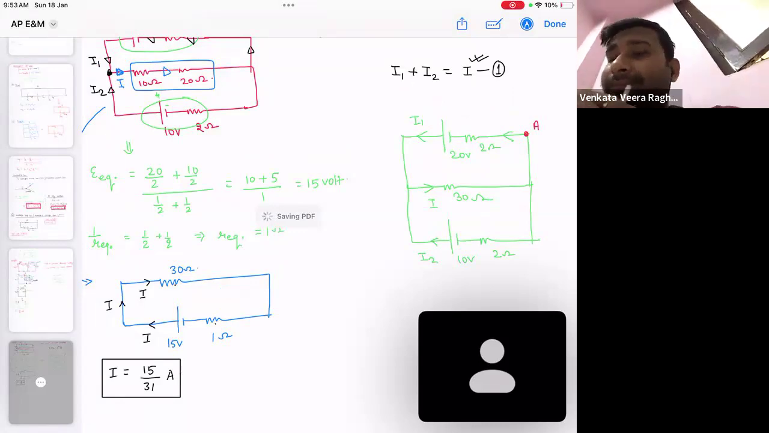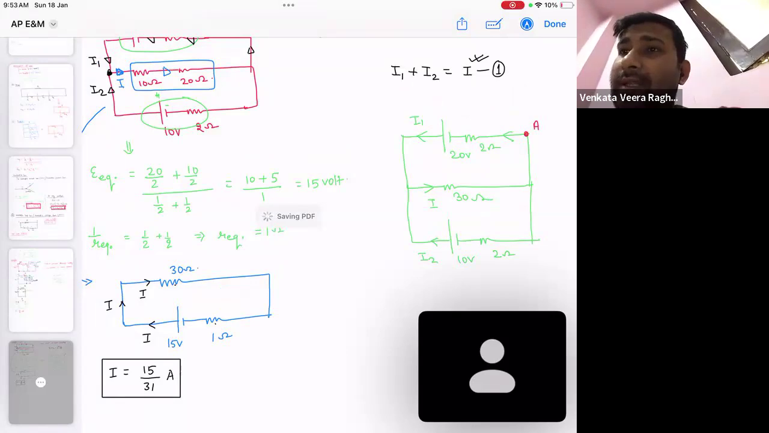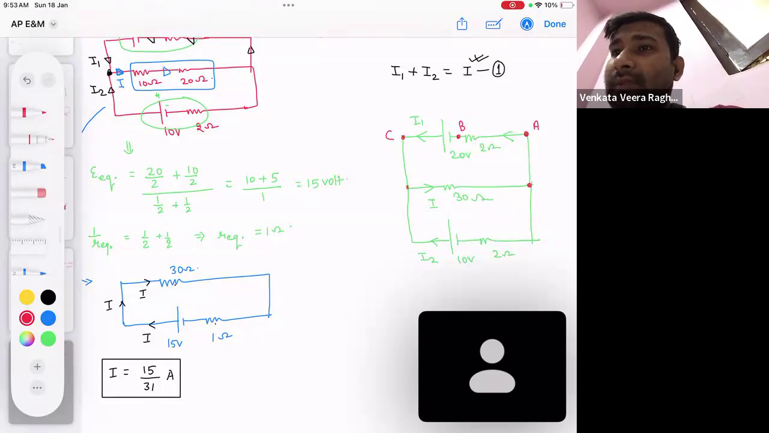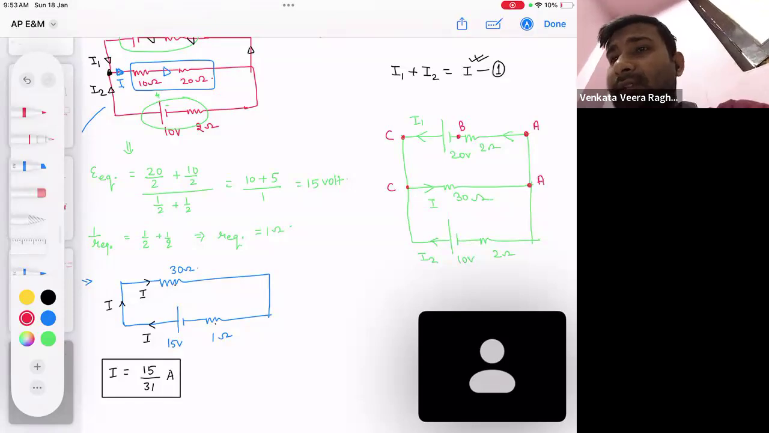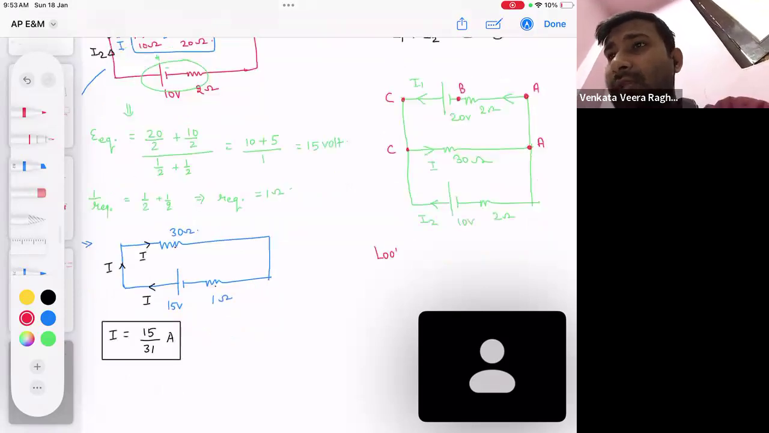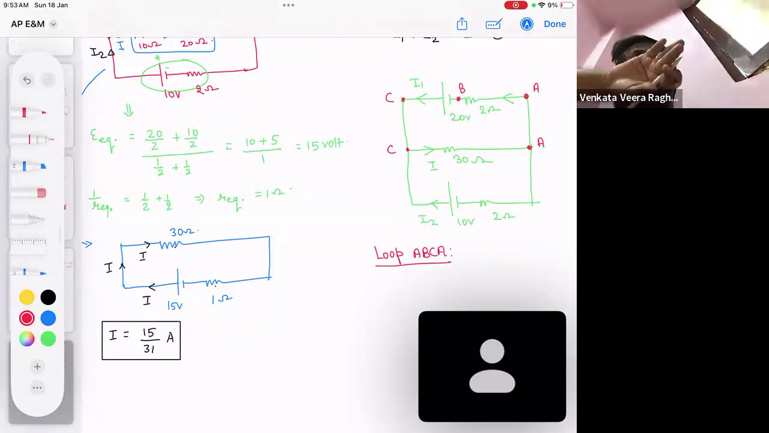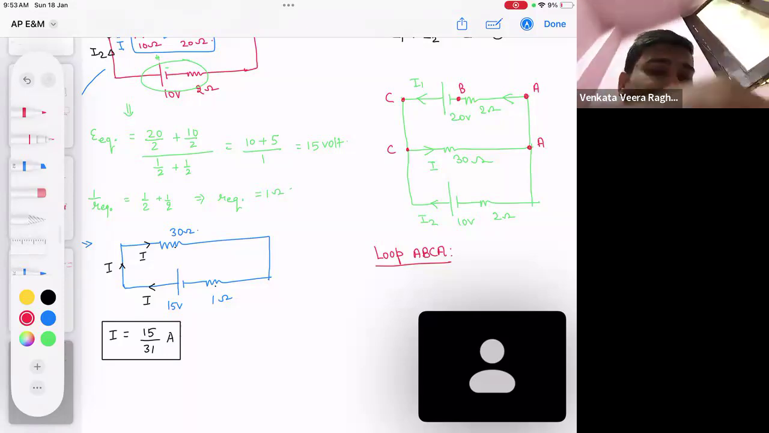So let's say this is point A. This is another point B. This is another point, let's call it C. And this is again A. This is the C only. This is the A only, hai na? Now I am going to write the loop A, B, C, A. Please tell me, loop A, B, C, A. If I go from A to B, which is high potential? Is A high potential or B high potential? Please tell me.